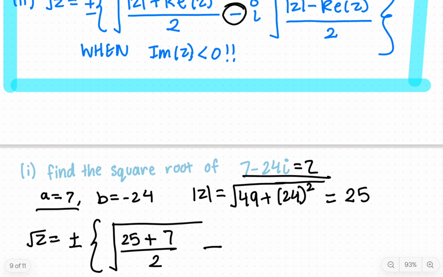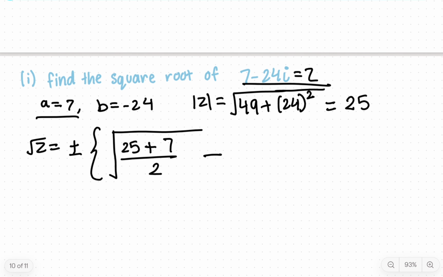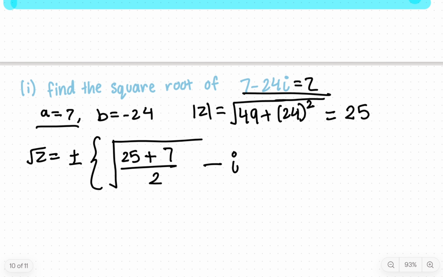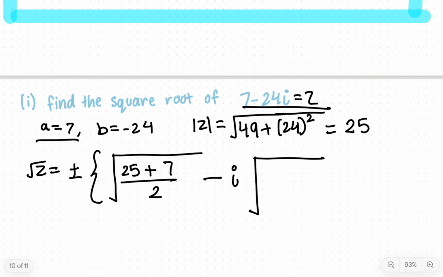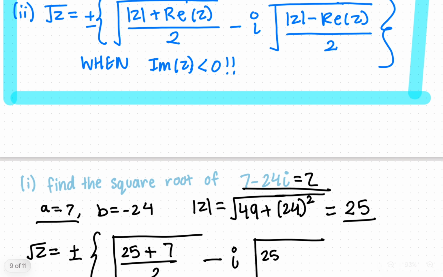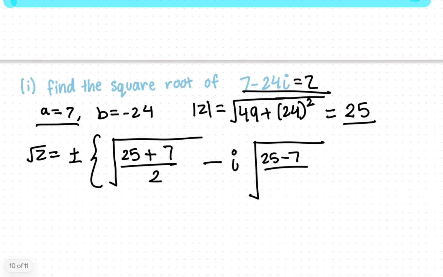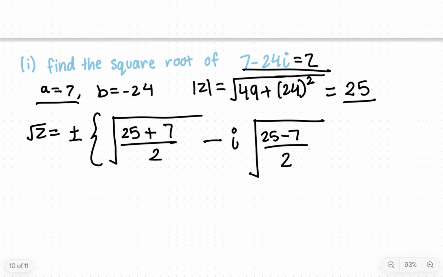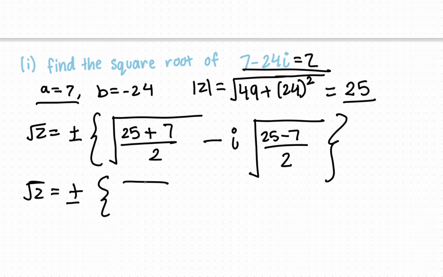Minus, remember we have the minus i. And once again, same exact thing, except with a few differences. Same thing, absolute value of z. We found that out to be 25. Minus the real part of z. Real part of z is 7 over 2. Curly brackets closed. Solving this, you are going to get square root of z equals plus minus, 25 plus 7 is going to be 32, minus i, 25 minus 7 is going to be 18.